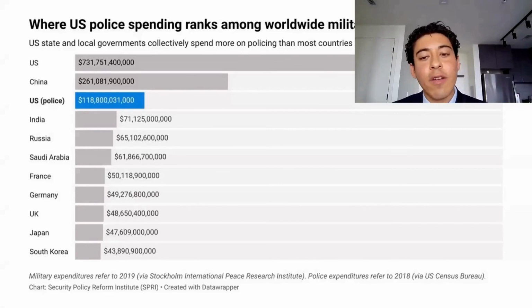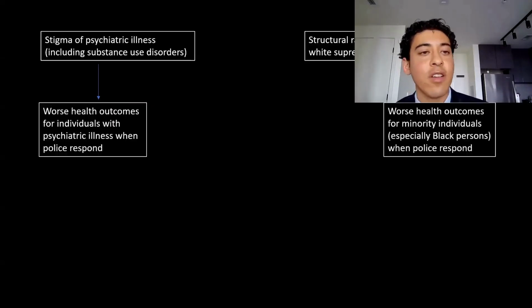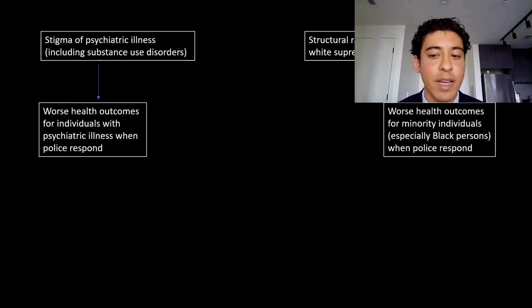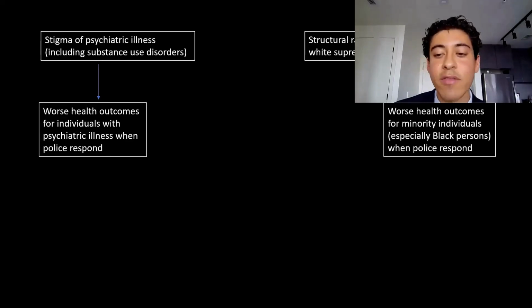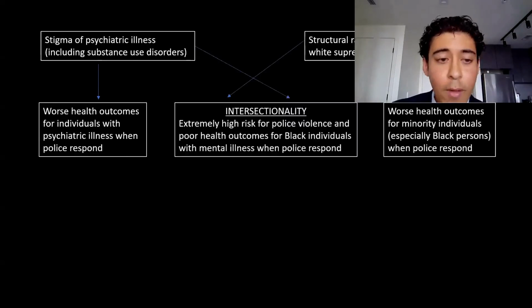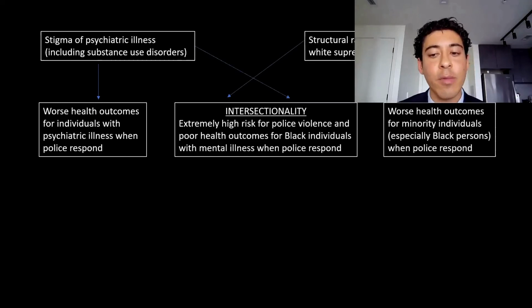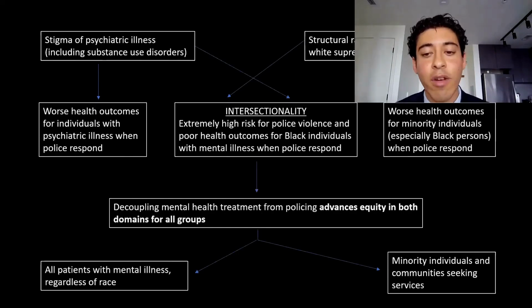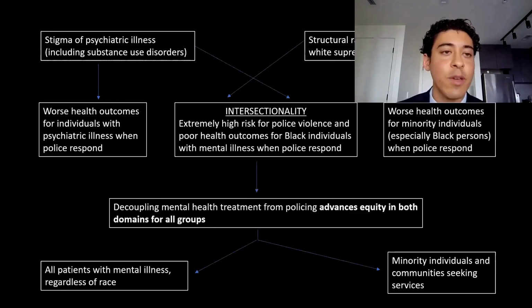So a concluding point of our article discussed intersectionality, where the stigma of mental illness combined with racism to place Black individuals at an exceptionally high risk for police violence, as police were called for a crisis encounter. And so by decoupling mental health treatment from policing, we can improve equity, not just for those specific individuals, but broadly for all patients with mental illness, as well as Black and other minority individuals and communities who are seeking mental health services.